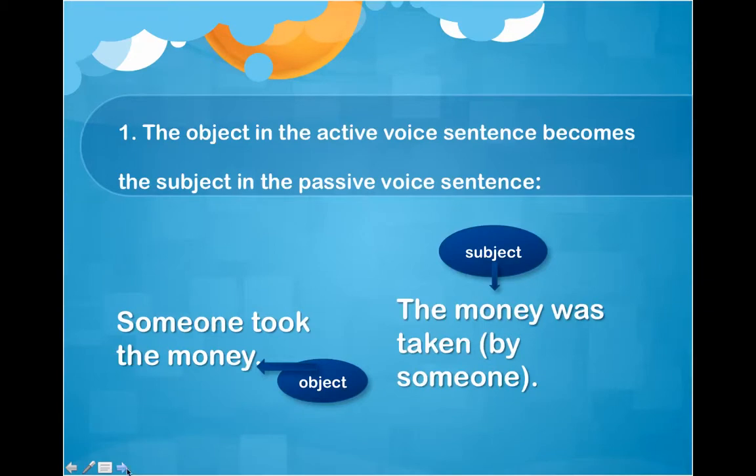Okay, here's another example. Someone took the money. The money is the object, and I can move it to the subject position to make a passive sentence. The money was taken by someone, but it's not important to say by someone. I know that without saying it. That's why it's in parentheses here.